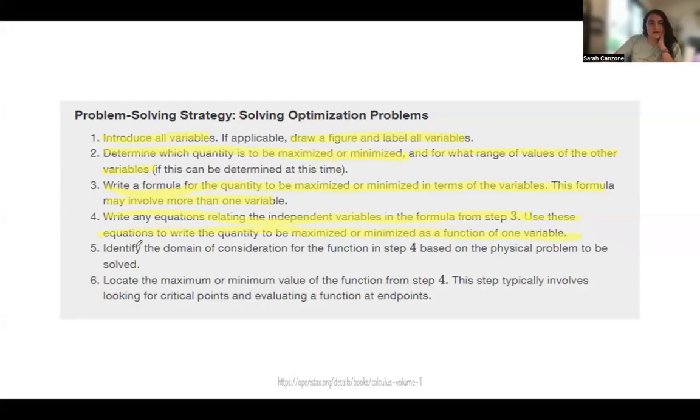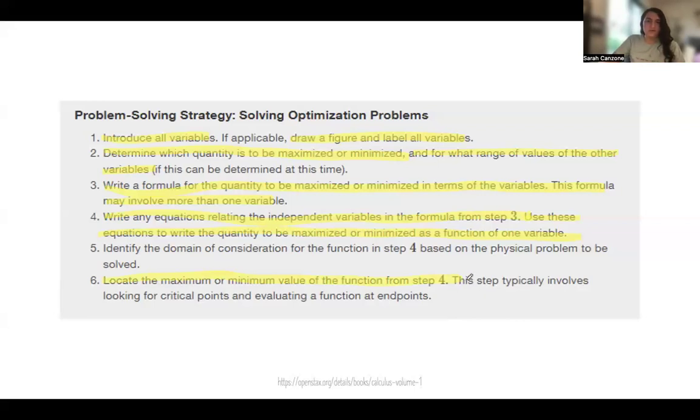All right, step 5 identifies the domain of consideration. That is not going to be super applicable for what we're going to be doing, but you will see there will be restrictions very obviously put onto something if we have them. And then it says locate the maximum or minimum value from step 4. This involves finding the critical values. So once you take the derivative, set that equal to 0 and solve, just like you normally would. This is a very common thing that we've been doing for at least a week now, and it's something we're going to continue to be doing.